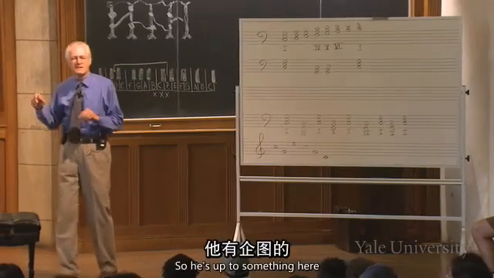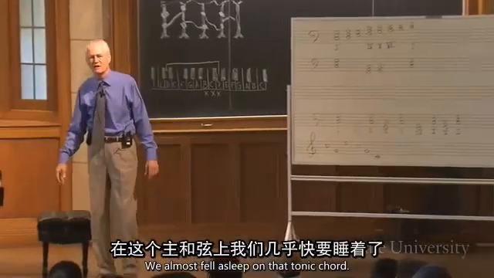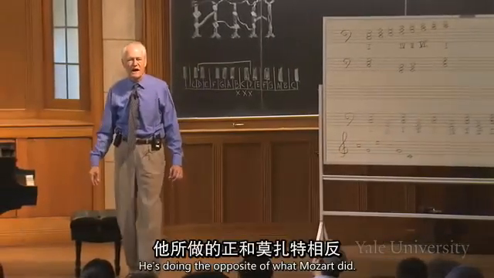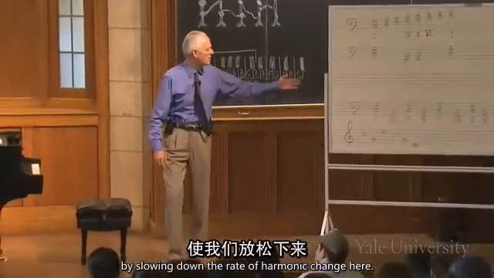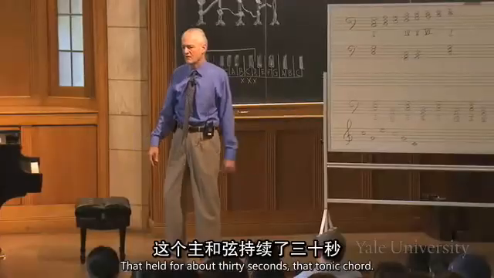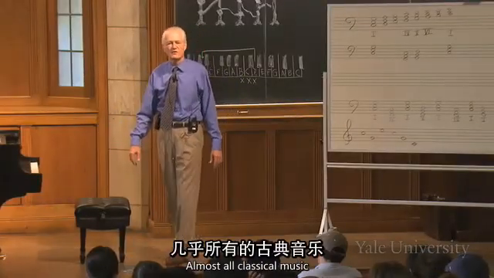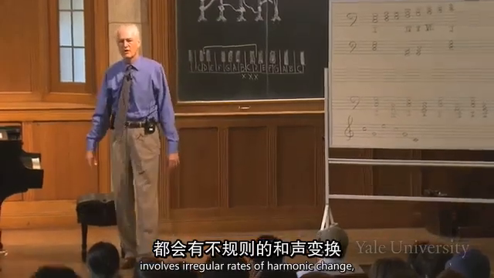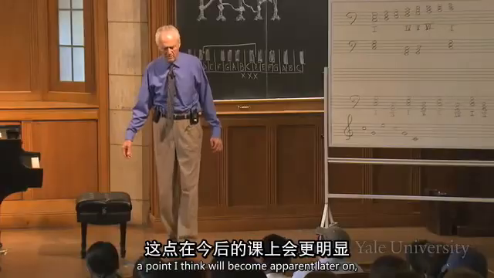Okay, so he's up to something here with his rate of harmonic change. We almost fell asleep on that tonic chord. He's doing the opposite of what Mozart did. He's trying to relax us here by slowing down the rate of harmonic change. That held for about 30 seconds, that tonic chord. Almost all classical music involves irregular rates of harmonic change. A point I think will become apparent later on.